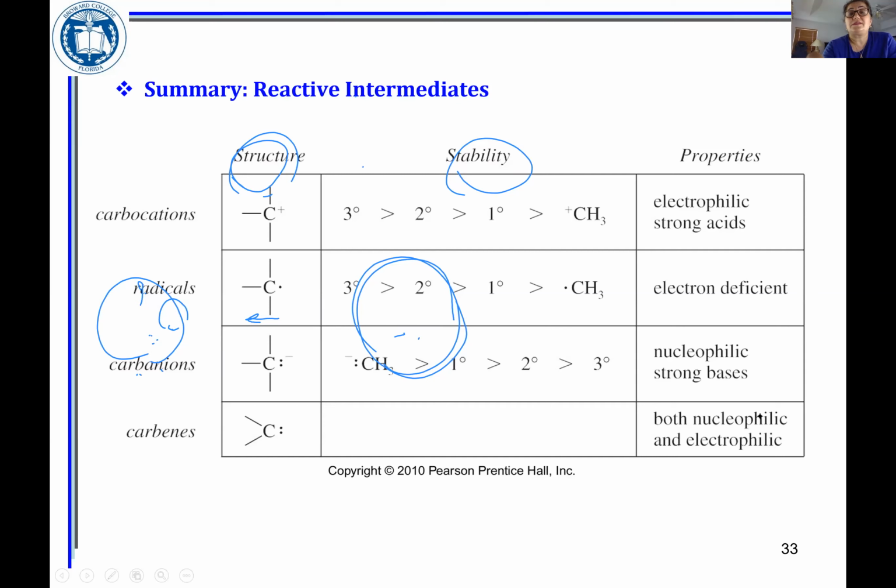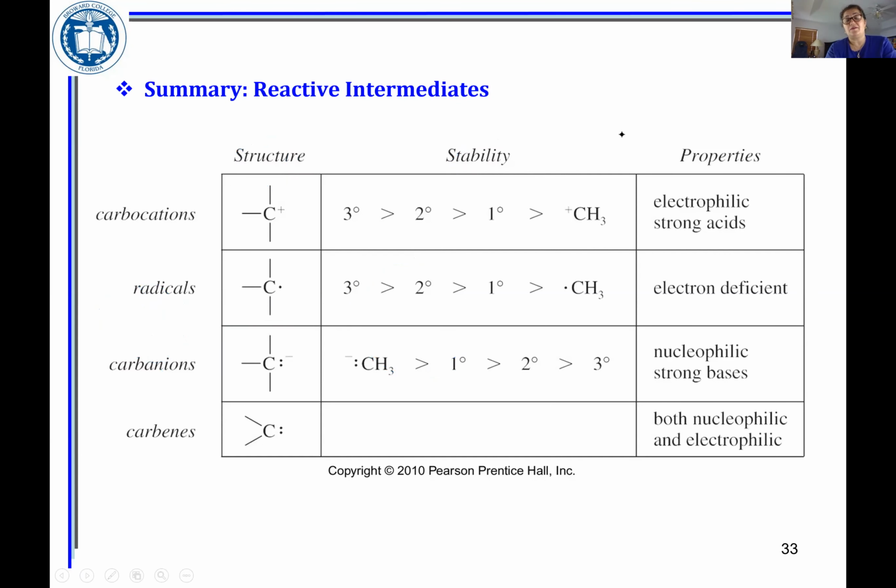Okay, and this is the last slide of the chapter, which is a summary of stability of intermediates. So we have carbocation, free radical, carbanion, and carbene. With carbene, you don't have primary, secondary, or tertiary. It's just the carbon that is missing 2 hydrogens, but at the same time has a pair of unshared electrons, known as carbene.